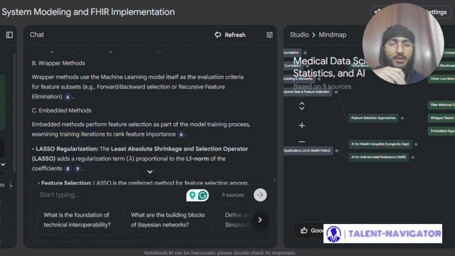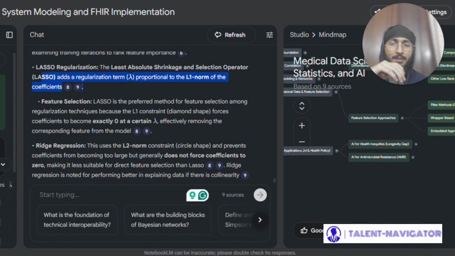So we have lasso regularization first, that is the least absolute shrinkage and selection operator. It adds a regularization term lambda proportional to the L1 norm of the coefficients. Lasso is a preferred method for feature selection among regularization techniques because of the L1 constraint that forces coefficients to become exactly zero at a certain lambda, effectively removing the corresponding feature from the model.